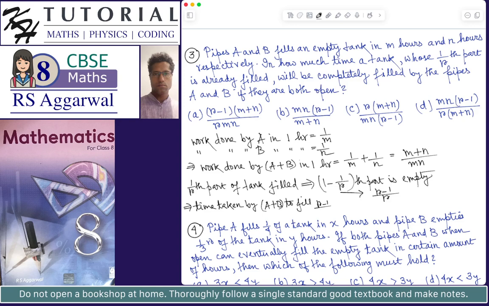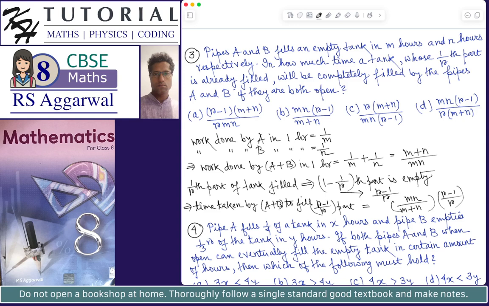r minus 1 divided by r part will be equal to, sorry for my congested solution, I hope you are able to read it. So time taken by A plus B to fill r minus 1 by r part of the tank will be equal to mn divided by m plus n, multiplied by r minus 1 by r.